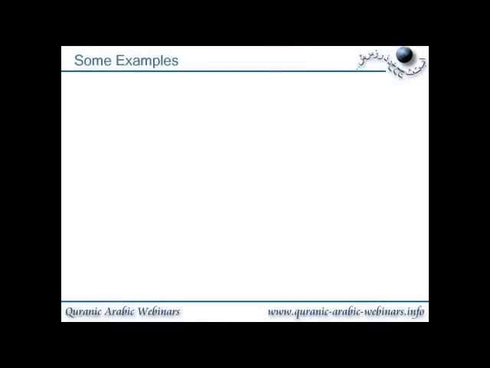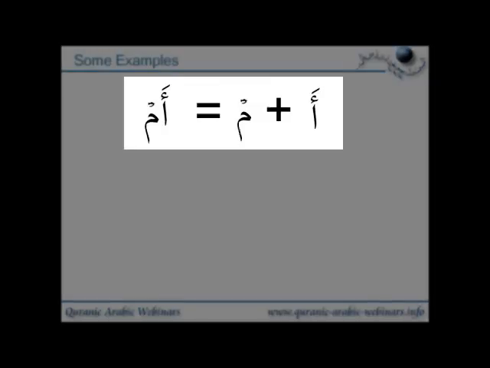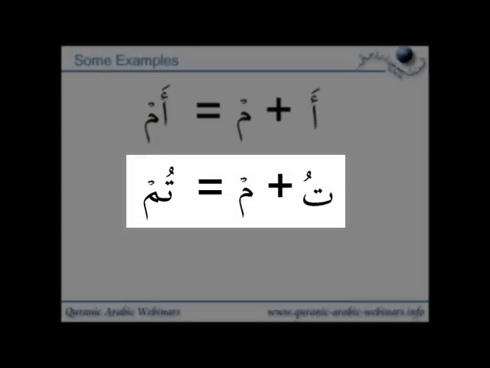Some examples. Here we have the hamza on the alif with fatha giving the sound of a, with the meme again with sukoon giving the sound of am. Here we have ta with the dhamma giving the sound tu, with a meme with sukoon giving the sound of tum. So tu and then the m, tum.